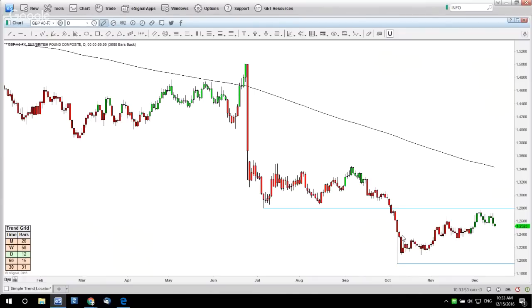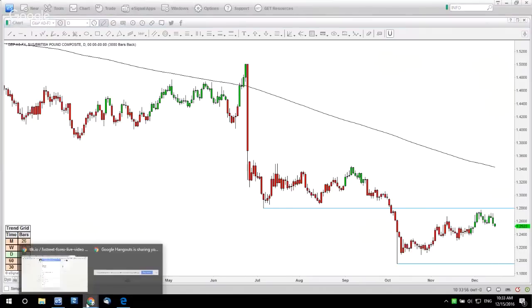But because of this consolidation, this is a messy area. This is not something that I want to be getting involved in. A break and a close below this pivot support, and I will look for shorts.